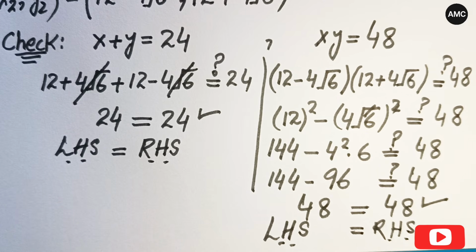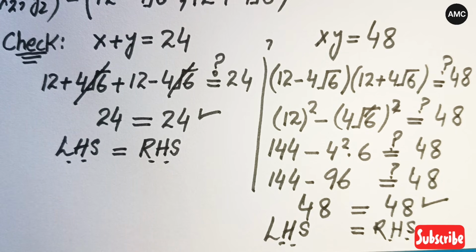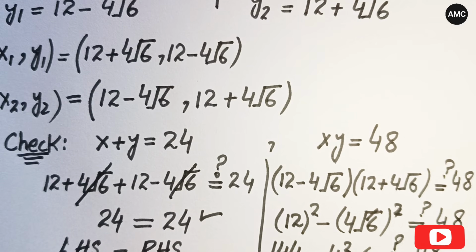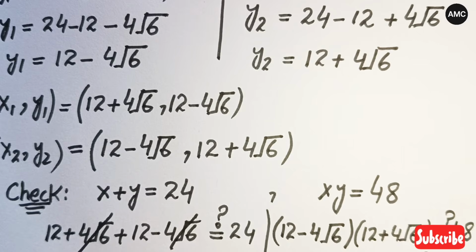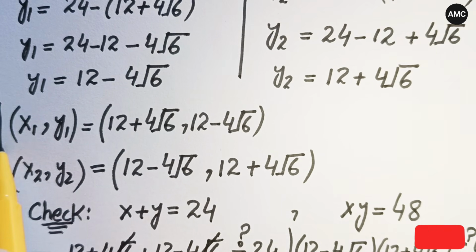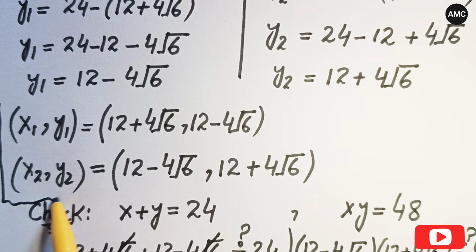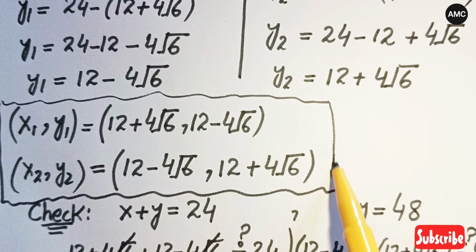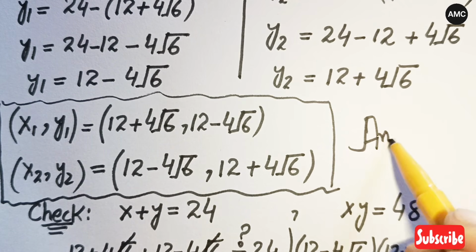It means that our pair of values for x and y is also valid for equation 2. So finally, our answer is x1 and y1, and x2 and y2. We get two pairs of values, which is our final answer.